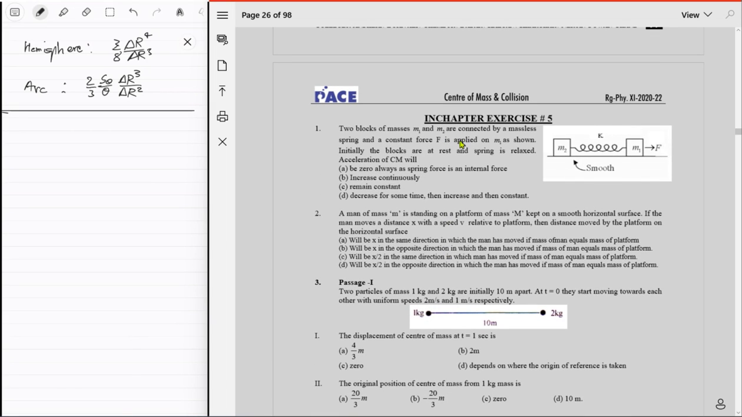Okay, so two blocks of mass m1, m2 connected by massless spring, constant force F applied on m1 as shown. Okay, that's a constant force. Initially, the blocks are at rest and spring is relaxed. Acceleration of center of mass will be constant, as the spring force is an internal force. The net force on this thing is just this F vector because the gravity and normal cancel. There is no friction. That's nice. So it's just the F vector. And this spring force is actually internal. It doesn't matter because this combined is our system. So yeah, the acceleration is constant.